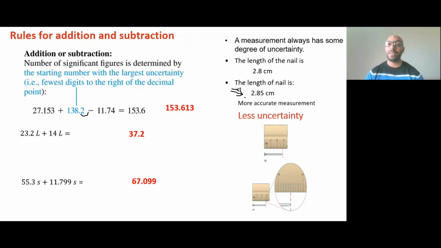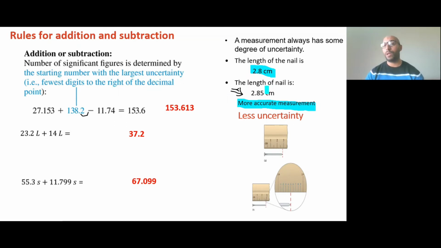So which one has the larger uncertainty? Of course, the number with the fewest digits to the right of the decimal point has the larger uncertainty. So here the more accurate measurement is 2.85, because it has more digits to the right of the decimal point. It's clear to think of uncertainty and accuracy. Let's move to our example now.